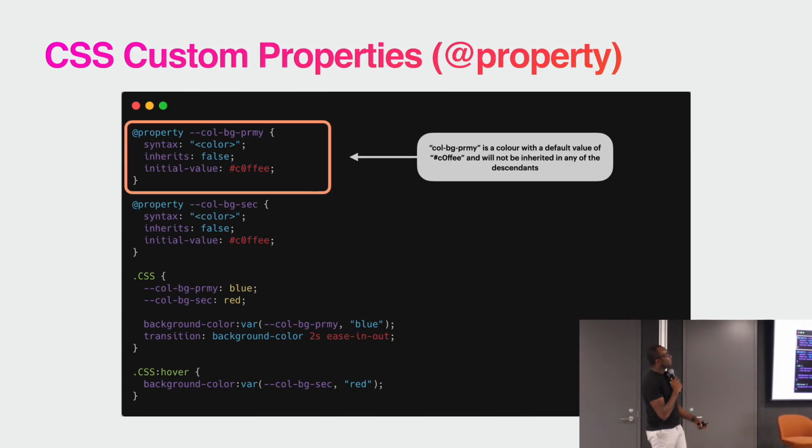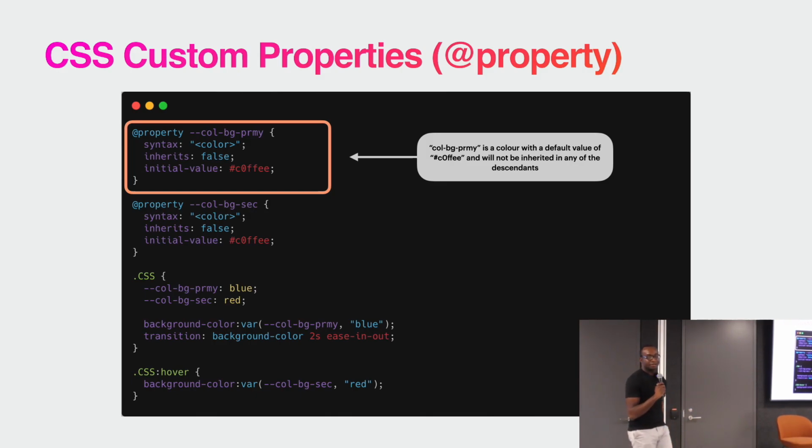Here you can see that we're defining an @property rule for the color background primary. We're setting the syntax to a color, we're setting the inheritance to false, and we're also setting an initial value for this custom property itself. Meaning that if we forget to define color background primary, once this rule is established, the initial value will take place. And so the browser will know how to properly parse this color background primary if we forget to include it within our style sheet itself.